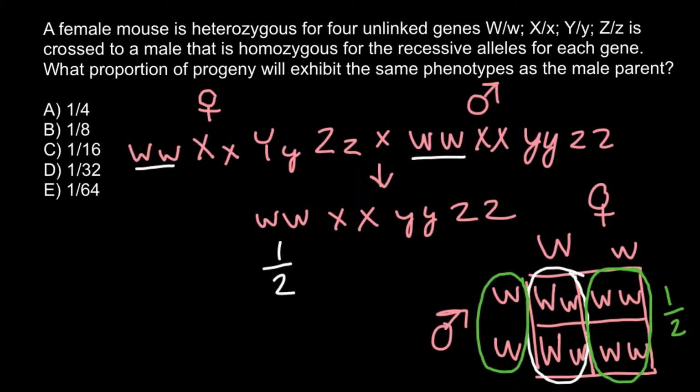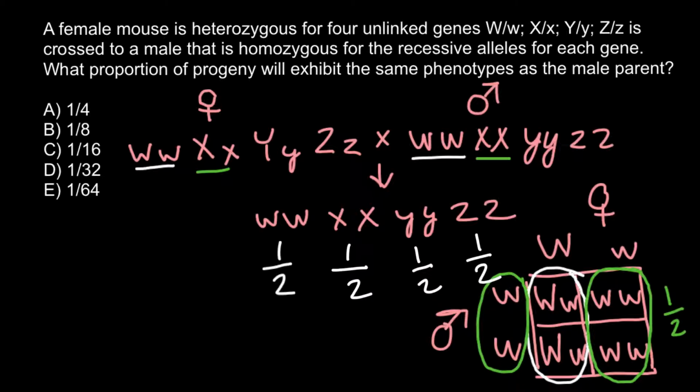And the same rules apply to all other loci. For example, here we also have a heterozygous locus, and in the male we have a homozygous recessive locus. And once again, the probability that progeny would have the homozygous recessive condition for this locus would also be 1/2. So for all the rest of the loci, the rules are the same.